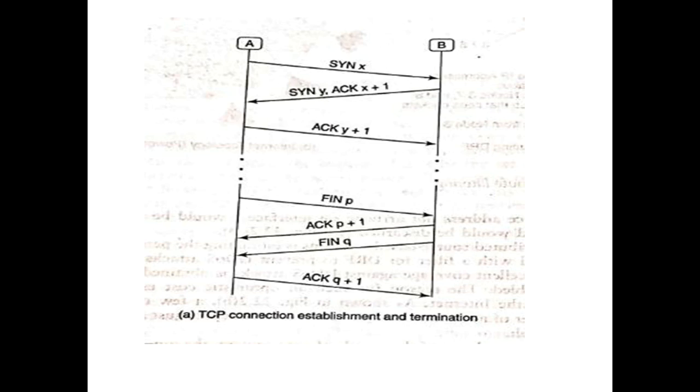Now, this figure shows the TCP connection establishment and termination. A wants to communicate with B. So it sends a first SYN packet, SYN X, to B. Then B sends the acknowledgement that it has received the SYN packet, and along with that it sends its own SYN packet, SYN Y. Once A receives that SYN Y, it sends the acknowledgement. After that, communication takes place between the two, meaning they have synchronized and the TCP connection is established.